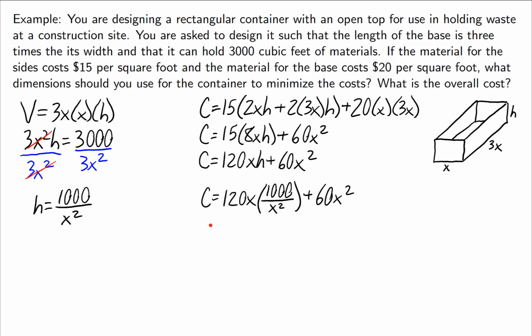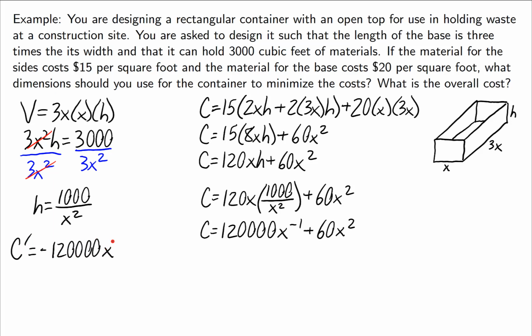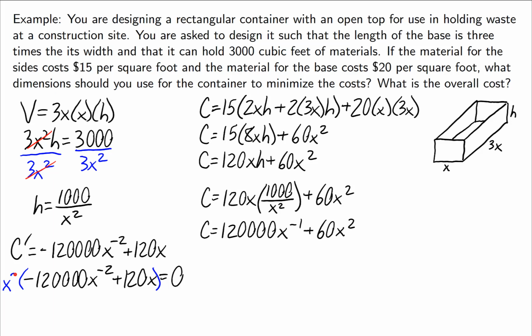If I simplify that, I get finally that my cost function is 120,000. Let's write this as x to the negative 1 because we're going to take its derivative, and we have 60x squared. Let's take the derivative over here. C prime would be negative 120,000 x to the negative 2 plus 120x, and then I'll set it equal to 0. The technique that I think will help us the most to go forward with this is let's multiply both sides by x squared to get rid of the x to the negative 2.